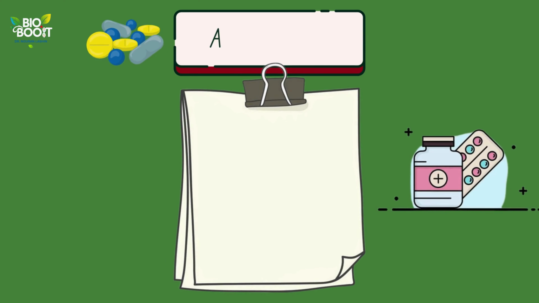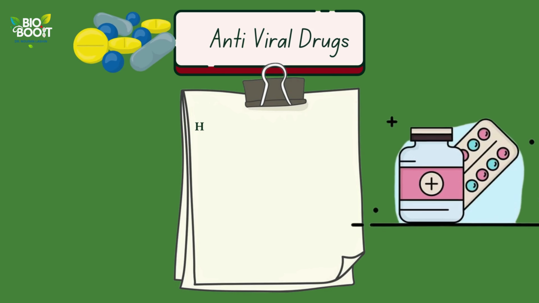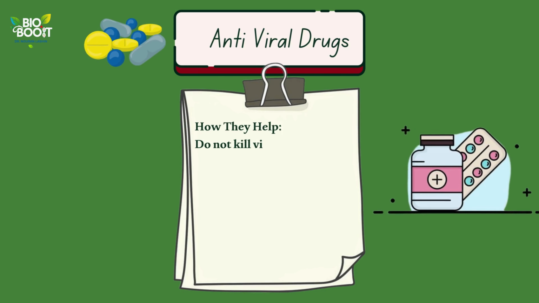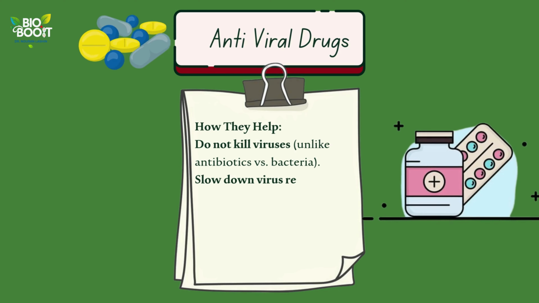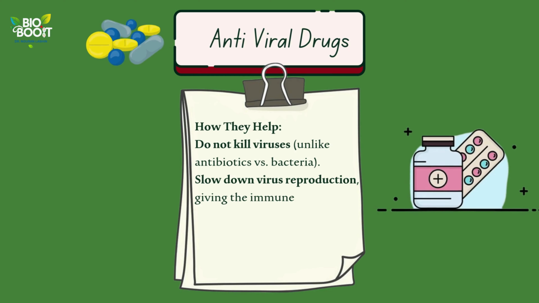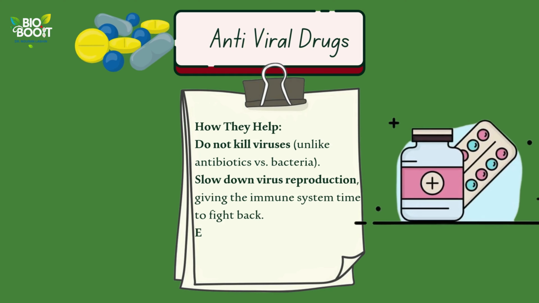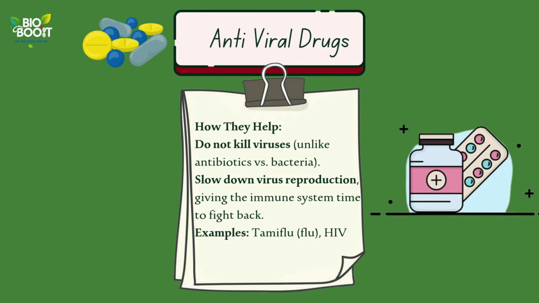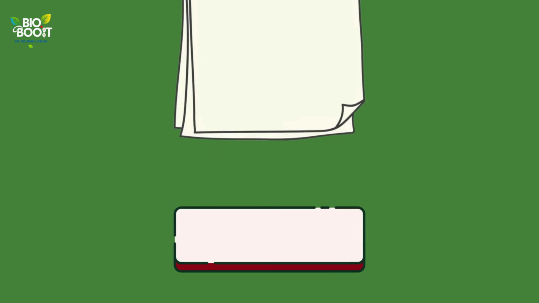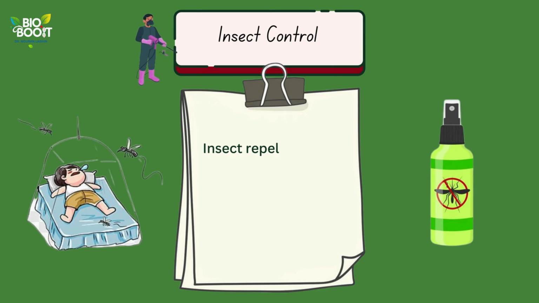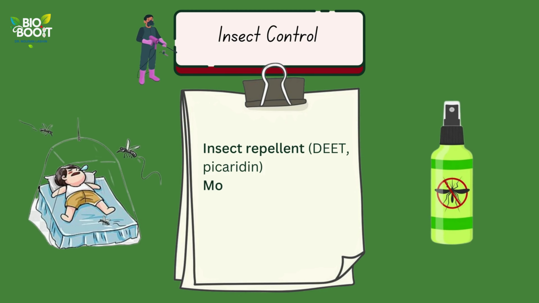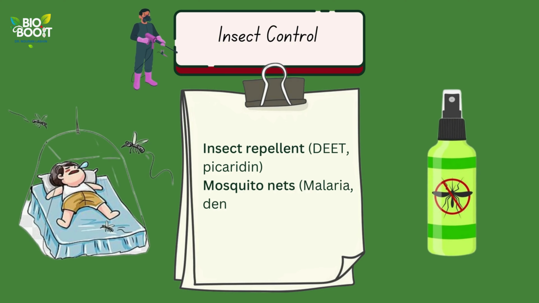Antiviral drugs. For viruses, we have special antiviral drugs. They don't kill the virus, but they slow down how fast it can reproduce inside your body. This gives your immune system more time to fight back and win. Examples are drugs for flu or HIV. Insect control. To stop animal-spread viruses, use insect repellent and sleep under mosquito nets in areas where mosquito-borne diseases are common.